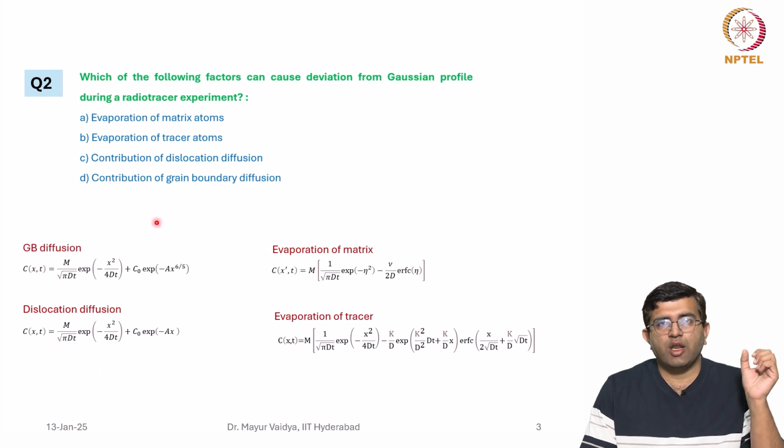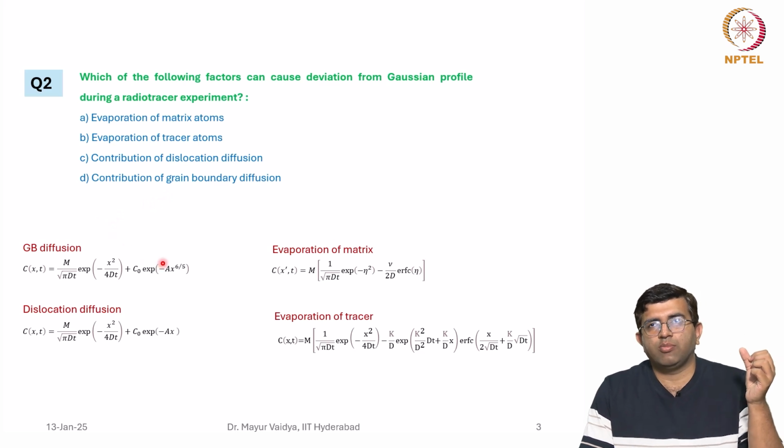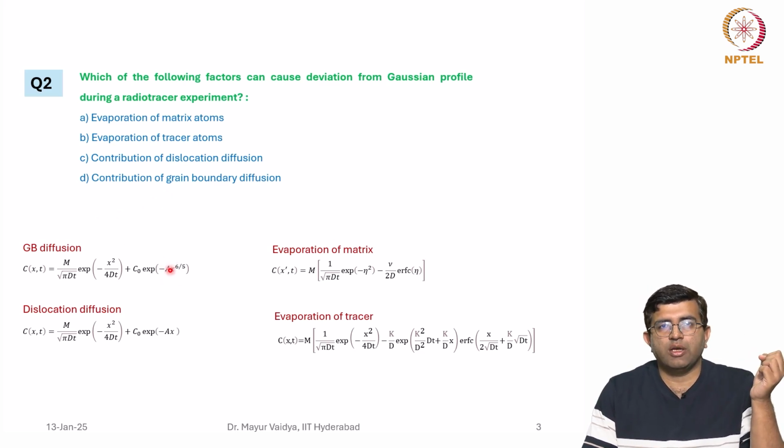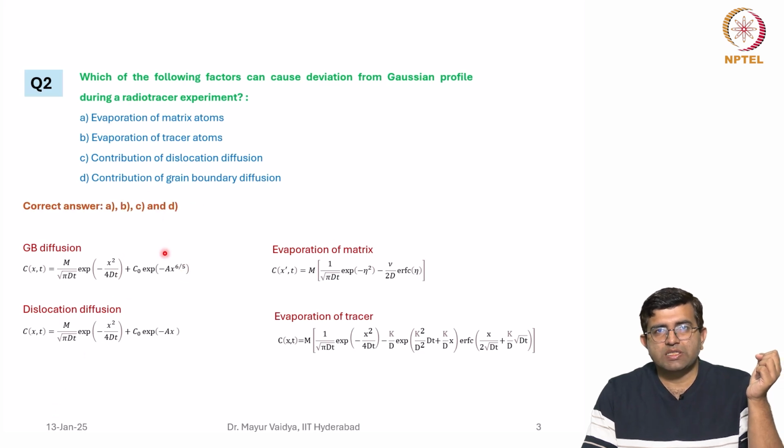And then the grain boundary diffusion also can lead to an additional slope in the diffusion profile, which varies as x to the power 6 by 5. So, basically all these 4 factors can cause the deviation in the Gaussian profile. So, A, B, C and D all are the correct answers.